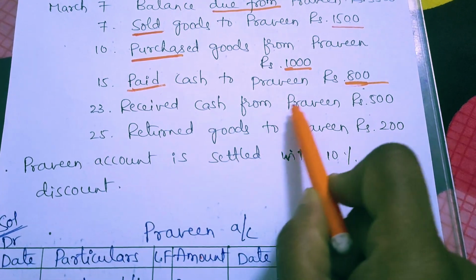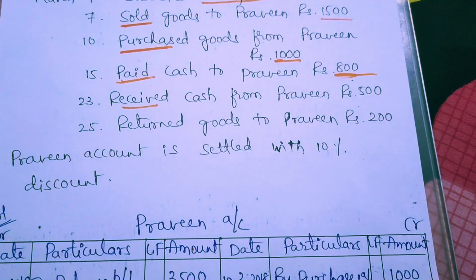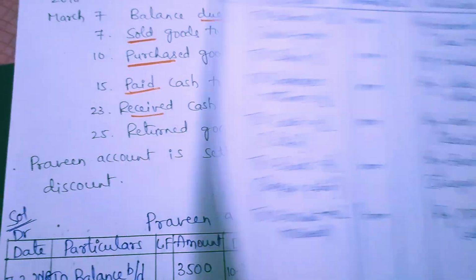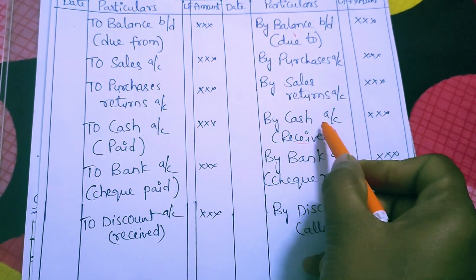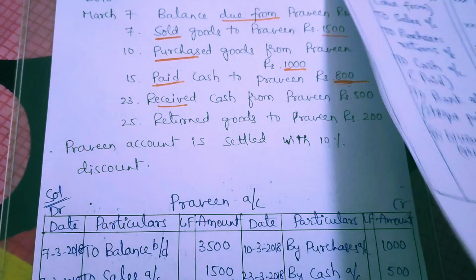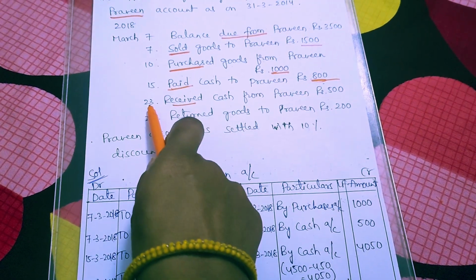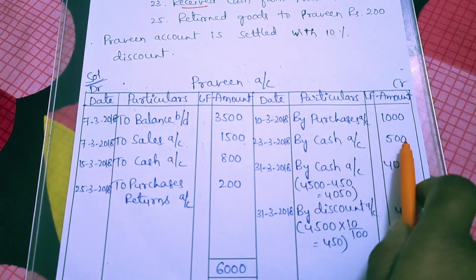23rd date. Received cash from Praveen. So here, received cash from Praveen. Received. So let us take the help of the format. Received, we should record on the credit side. Let us write on the credit side for our solution also. 23rd date, by cash account 500.